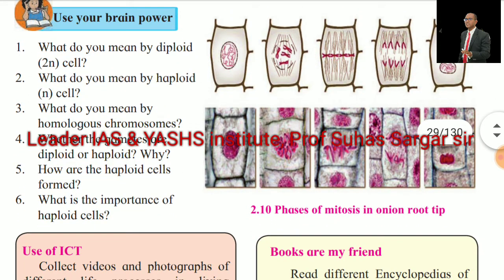Use your brain power. What do you mean by diploid 2N cell? What do you mean by haploid N cell? What do you mean by homologous chromosome? Whether the gametes are diploid or haploid? Why? How are haploid cells formed? What is the importance of the haploid cell, etc. The phases of mitosis in onion root tip. See it in the pictures.